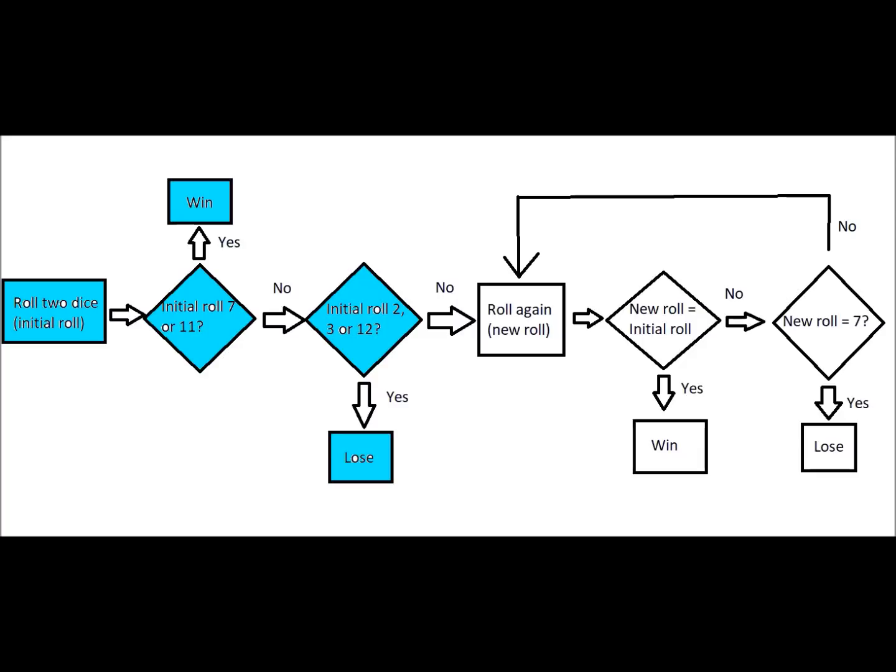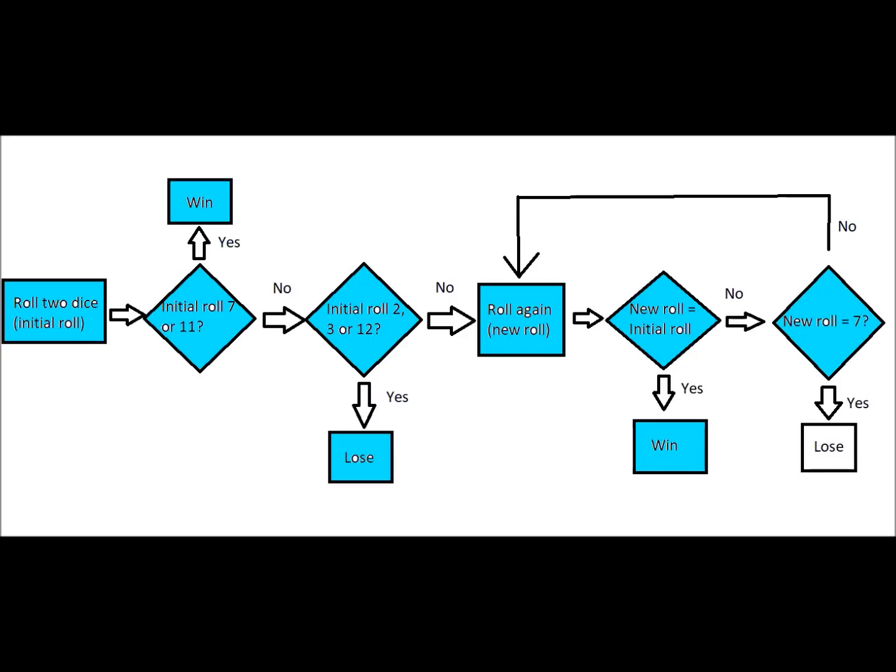Otherwise, if it is a 4, 5, 6, 8, 9, or 10, then the shooter will roll the dice again, with the object being to roll whatever that initial roll was. If the new roll is equal to the total of the initial roll, for example, let's say the initial roll was a total of 10, and the second roll is also a 10, then the pass line bet wins.